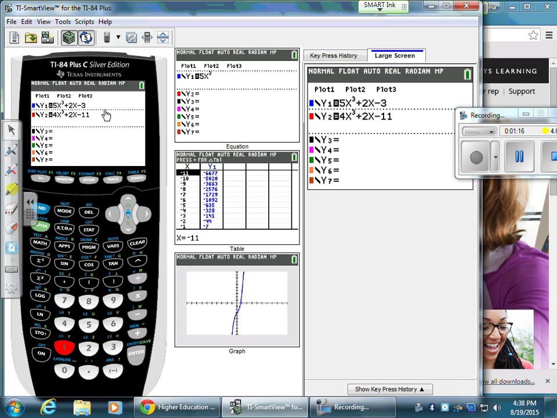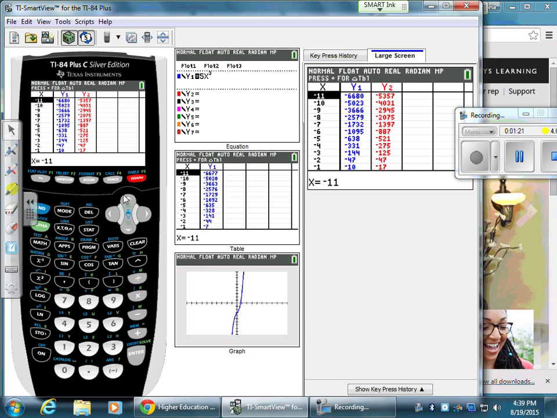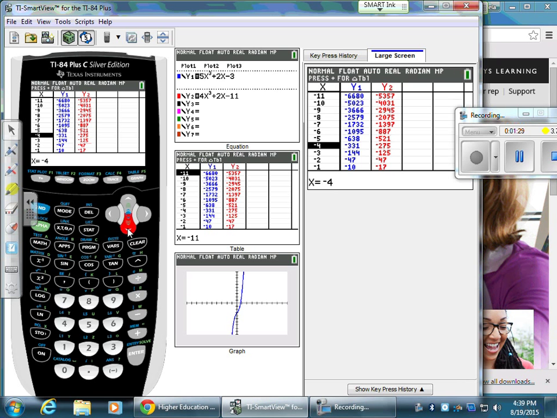So once I have these in my calculator, then I can go to the table, which you get to by doing second graph. And the first number going from smallest to largest that they want me to try is -2. So it looks like -2 is a solution because I get -47 for the equation on the left and -47 for the equation on the right.